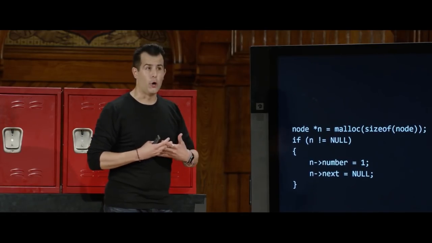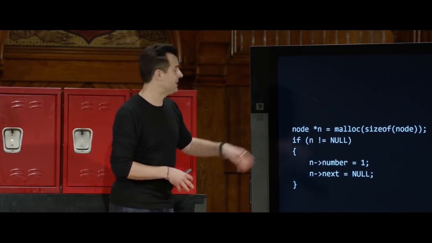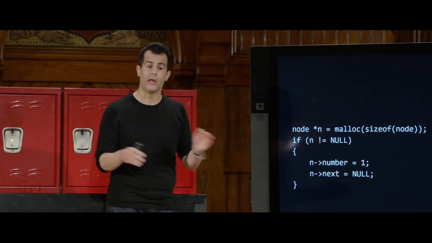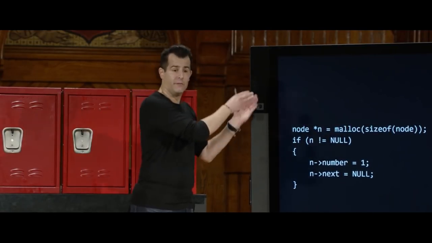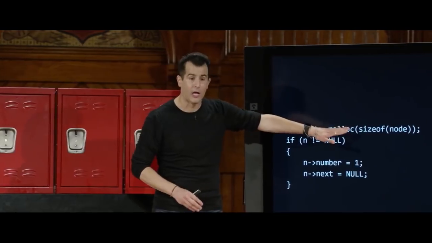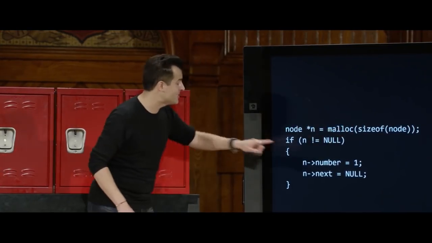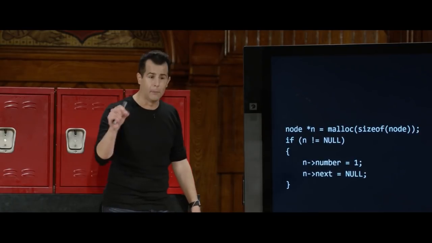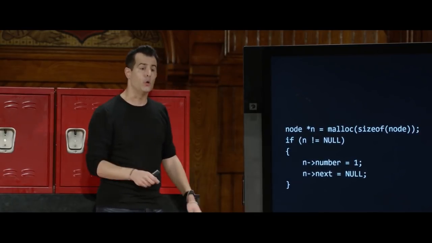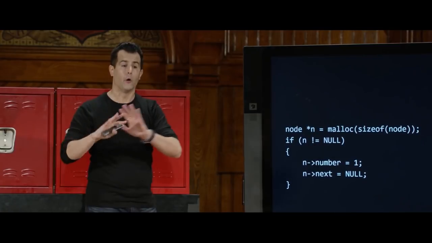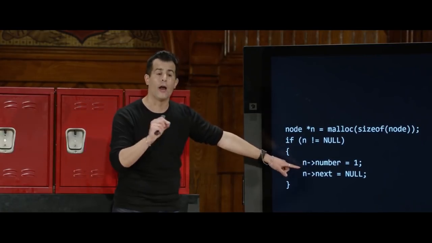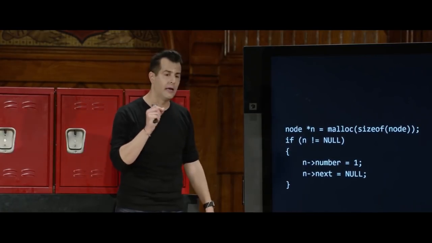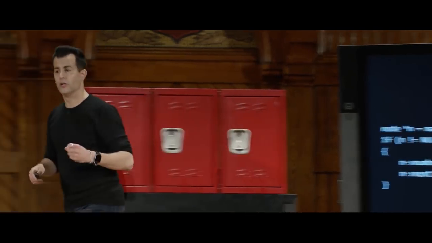N is a pointer to a node. N is a node star or a pointer to a node. And what does that mean? N is the address of a node. And that should make sense because malloc returns an address. But this is why we're now using arrow notation. N is not a node. You can't do n dot number and n dot next. You have to do the star thing and then the dot. Or more succinctly now, you do n arrow number and n arrow next. Good question.